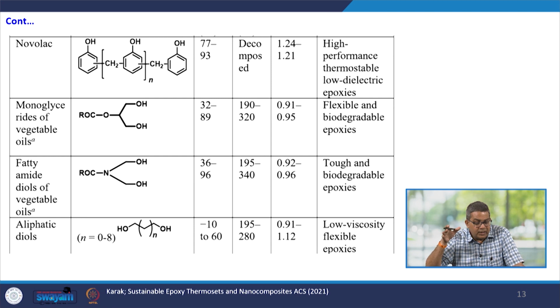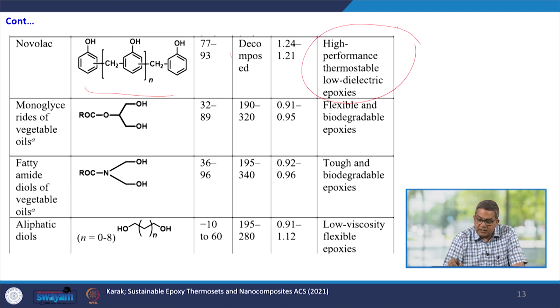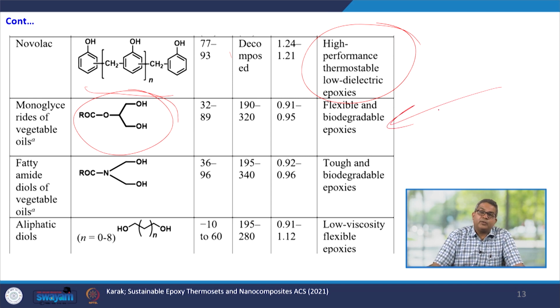Apart from this, there are certain more advanced epoxies like Novolac. You see the structure, and this is a high performance thermostable low dielectric epoxy. Apart from this, monoglycerides of vegetable oils, you see that this is the typical structure of vegetable oils, and they are flexible and biodegradable. So because of environmental constraints and specific properties, if you are looking for a suitable thing, then they offer a better candidacy.